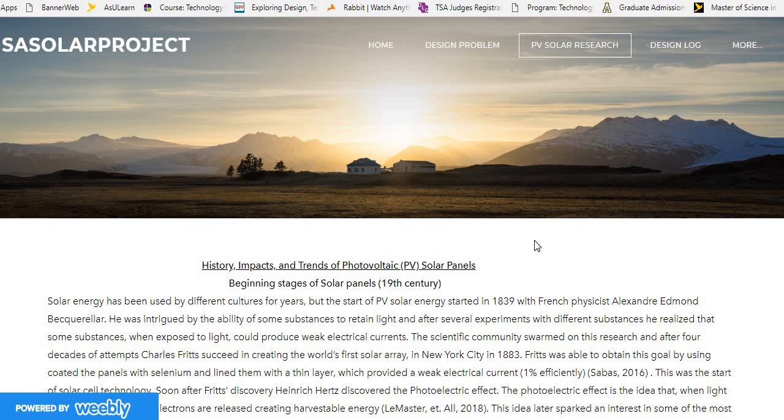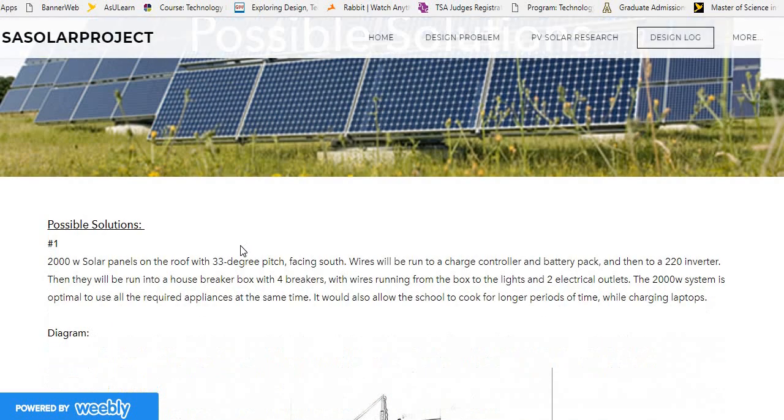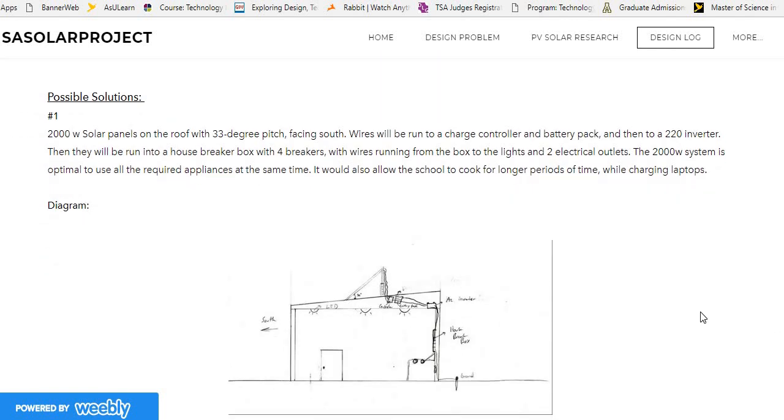After the research side of this was complete, I started working on possible solutions. And this can be seen in the design log tab of the website. So for my first possible solution, I decided to play around with the idea of 2,000 watt solar panels on the roof of the building with a 33-degree pitch facing south, which is the optimal pitch for collecting the solar rays. Wires will be run to a charge controller and battery pack, and then to a 220 inverter.